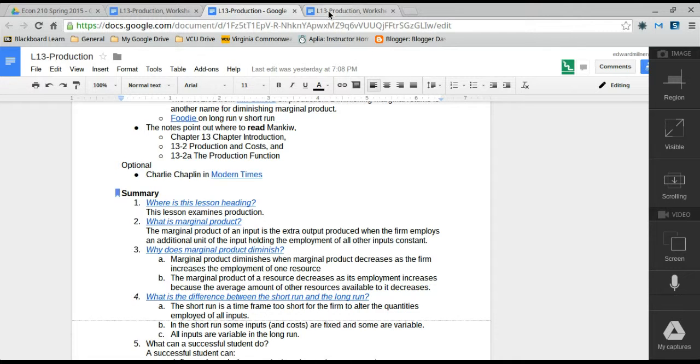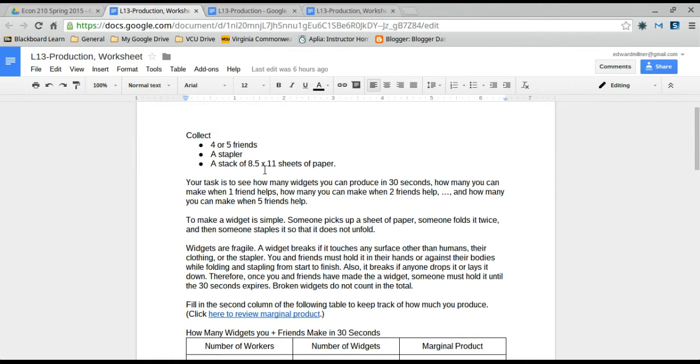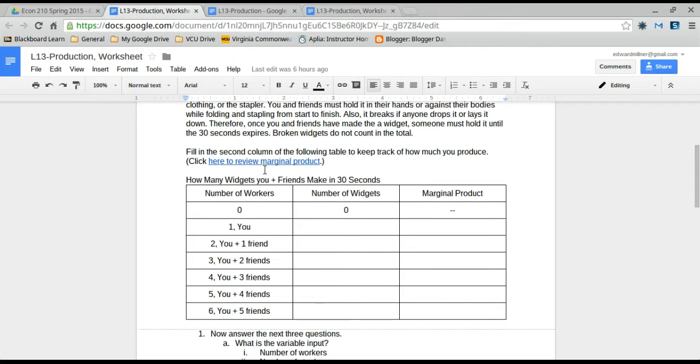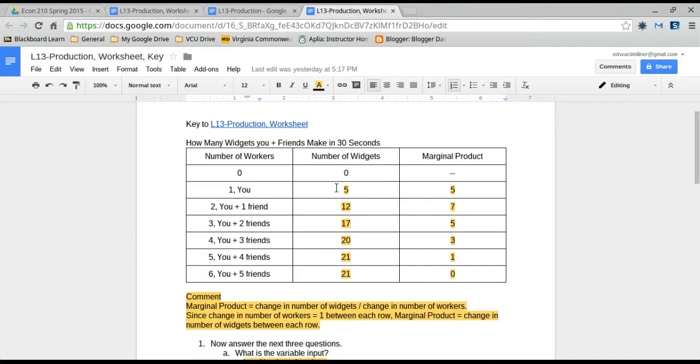After you've done that, please follow the instructions and get some friends together, a stapler and a stack of paper, and complete the experiment. See how many widgets you can make by yourself, with a friend, with two friends, on up to with 5 friends. When I completed this exercise, I was able to make 5 widgets by myself, 12 widgets with 2 people, 17 with 3, 20 with 4, 21 with 5, and 21 with 6.